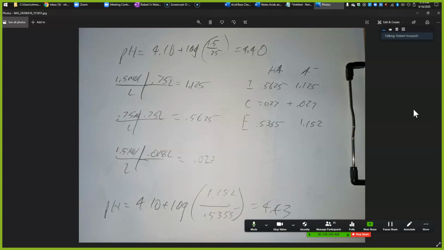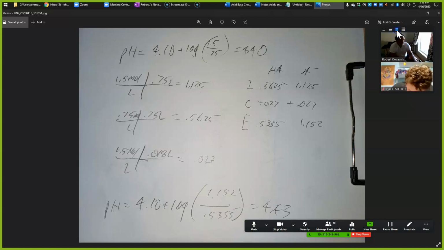So are you okay with the 4.40 for the pH before anything happened? Anybody have any questions about 4.40 as our starting point? Why would we? Why would you have any questions? I don't know. Sometimes you ask us if we have a question because there's an important thing that we're not seeing. Okay, that's fair.